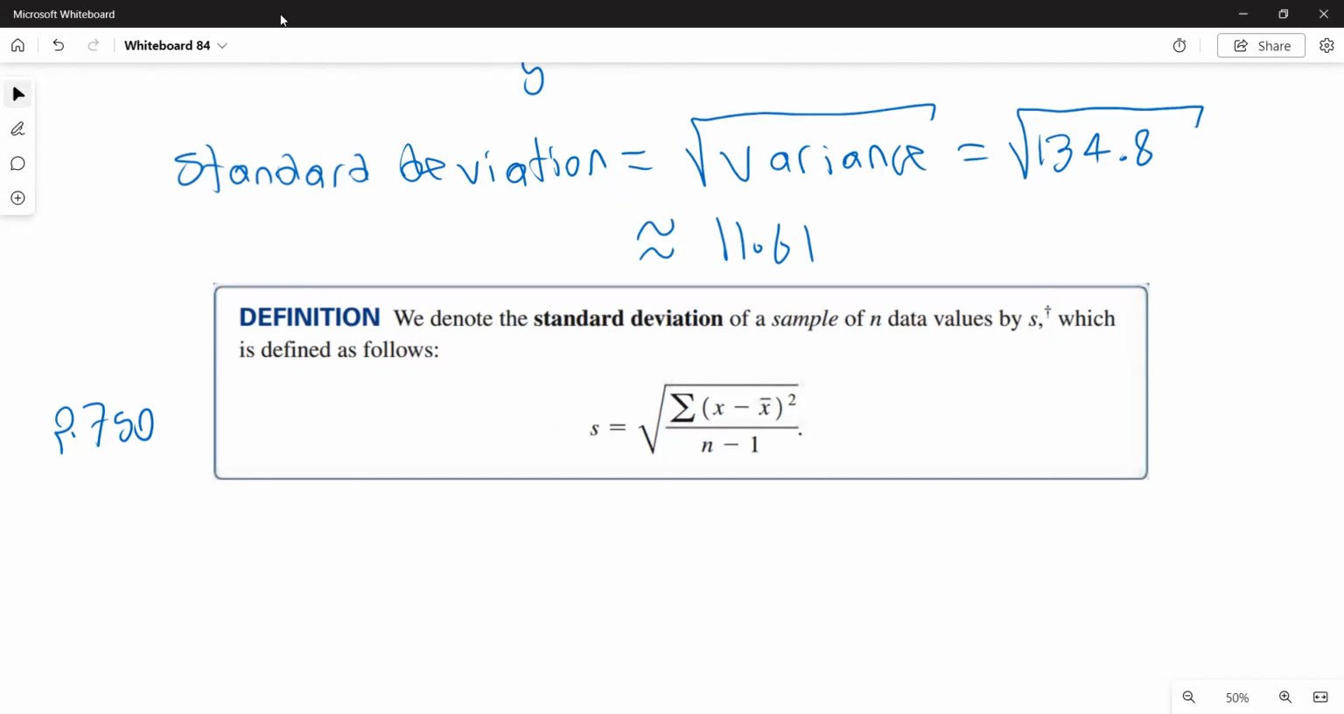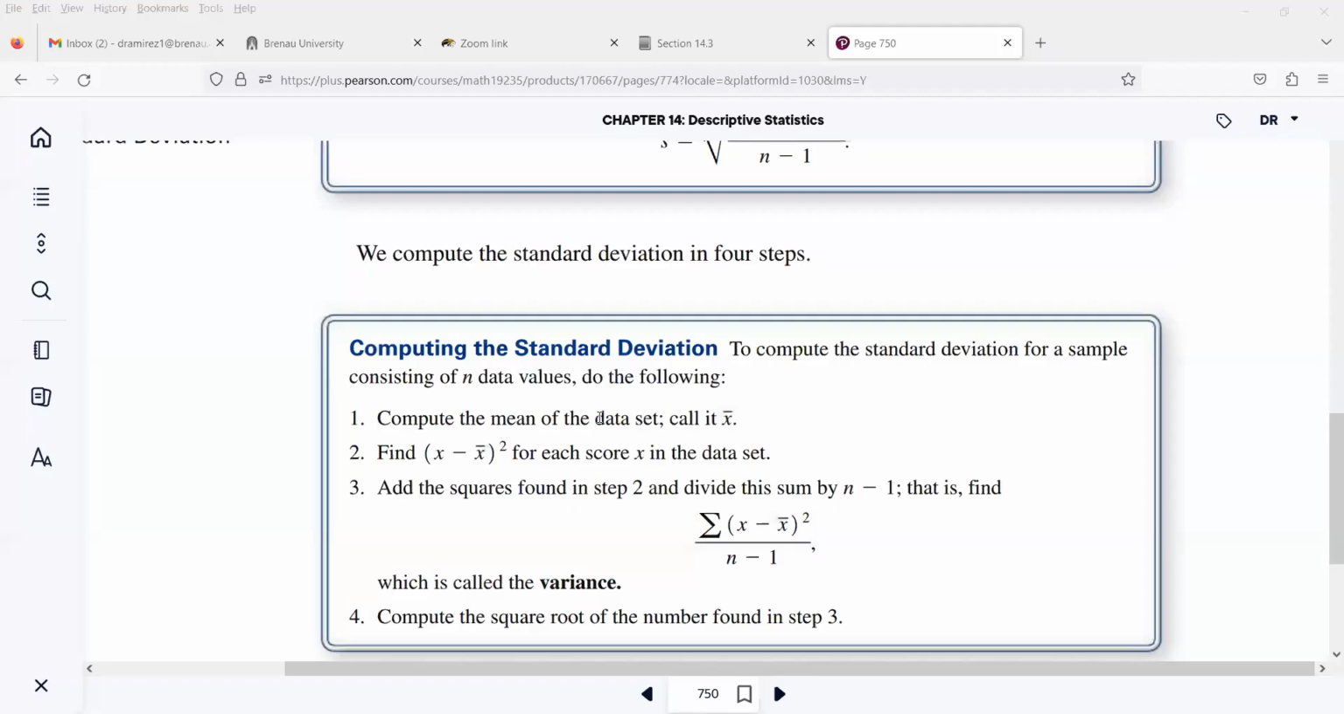Okay, and I'm going to read the directions, even though I'm not going to copy those. To compute the standard deviation for a sample consisting of n data values, do the following. In order to compute the deviation from the mean, you need to know the mean. So compute the mean of the data set and call it X bar. Next, find the square deviation of each score in the data set. Add the square deviations and divide the sum by the total number of data values minus 1, which is called the variance. And finally, compute the square root of the number found in the previous step.